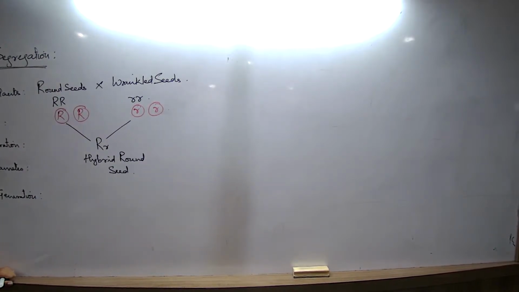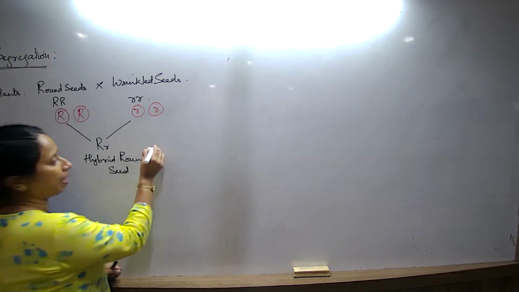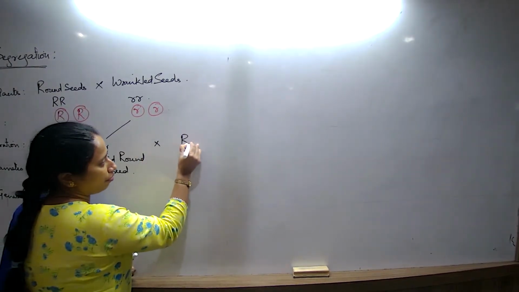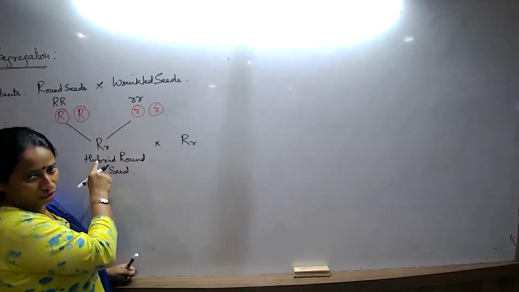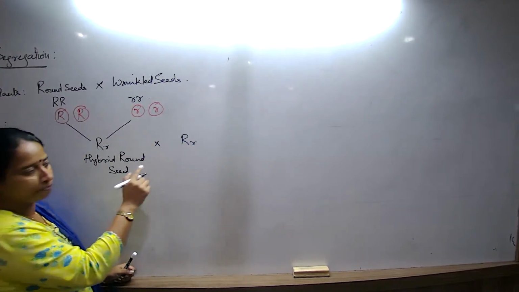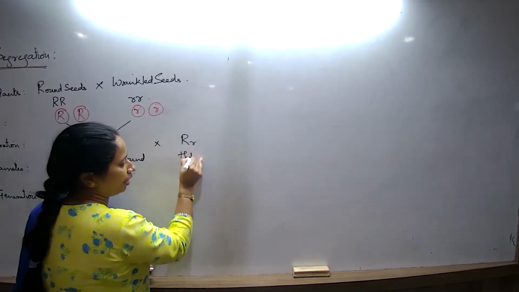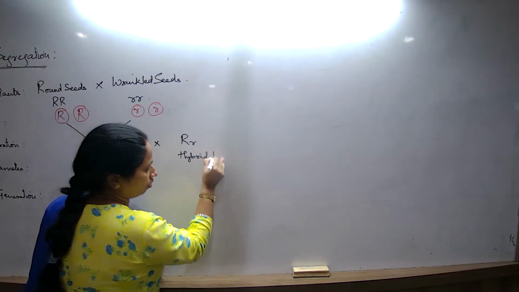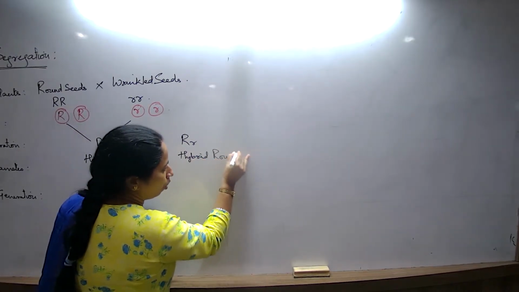What is the next step that we have to do? Not gametes, one more step before that. I want to get the F2 generation. What am I supposed to do? Cross with another F1 plant. So I take another F1 plant, and it is understood that the plants of this generation will have the same genotype, same phenotype. So I write hybrid round seed for this also.